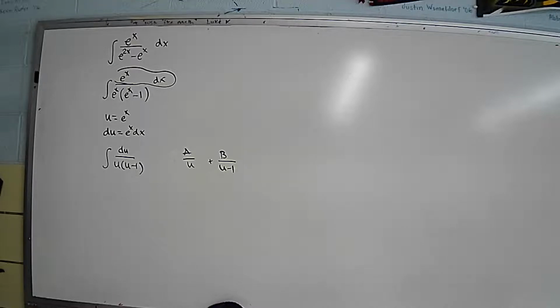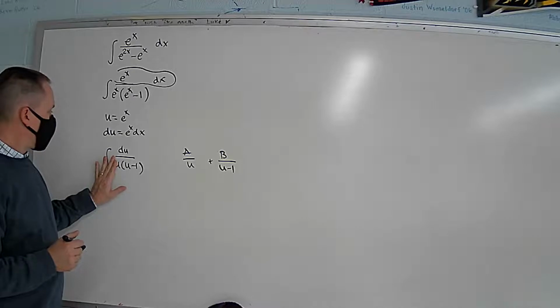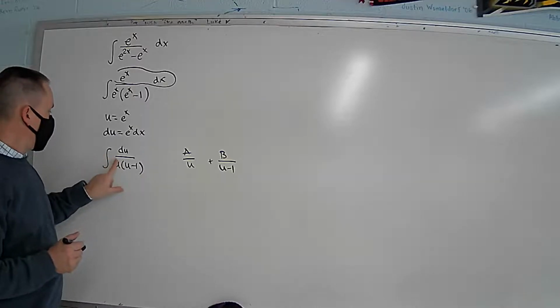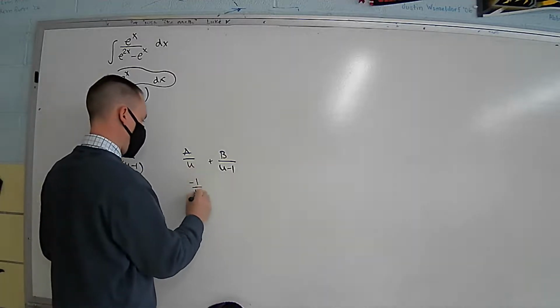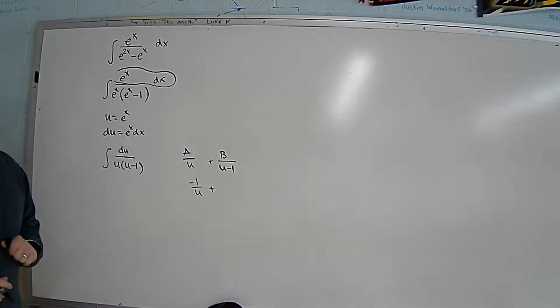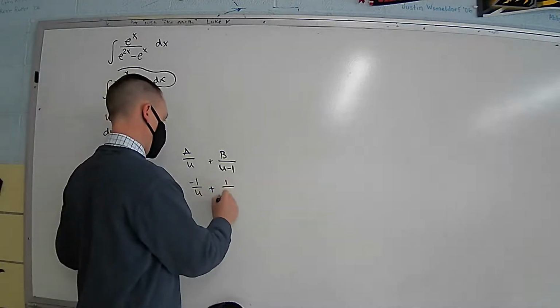Okay, so what's A? 1 makes that 0, right? So plug 1 in. I'm sorry, 0 makes that 0. Plug 0 in for everything else, so that's negative 1. And what's B? 1 makes that 0, cover that up, 1 over 1. B is 1.